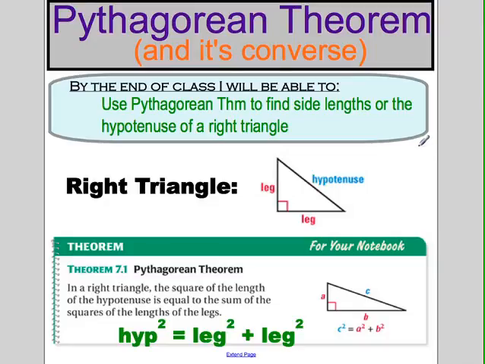Hopefully you'll be able to use the Pythagorean theorem to find the side lengths or the hypotenuse of a right triangle. Quick review of what a right triangle is. It's always going to have this right angle. They usually put a perpendicular symbol in there, and that shows where the two legs are.